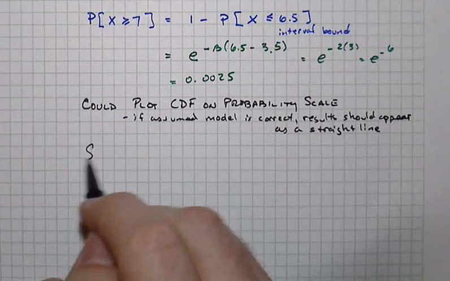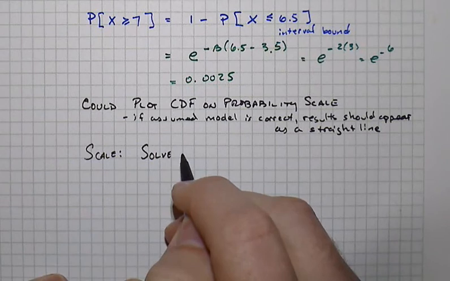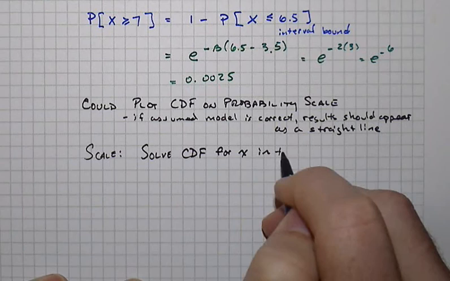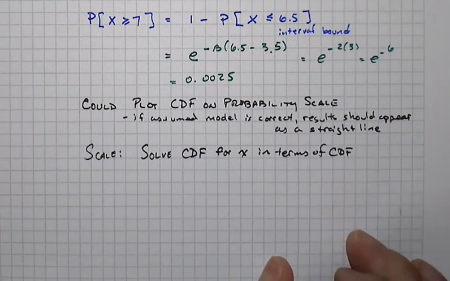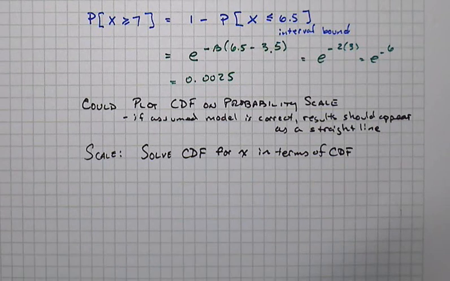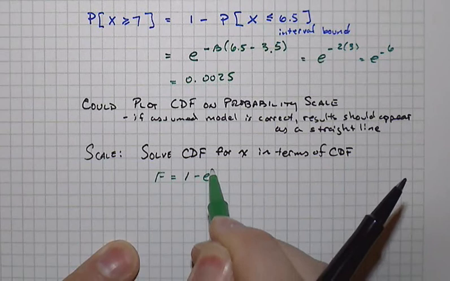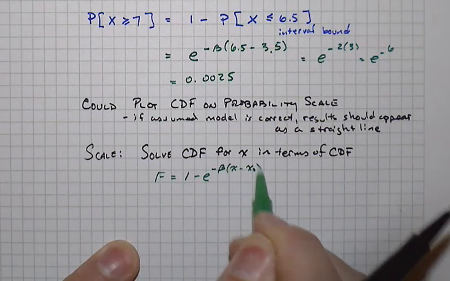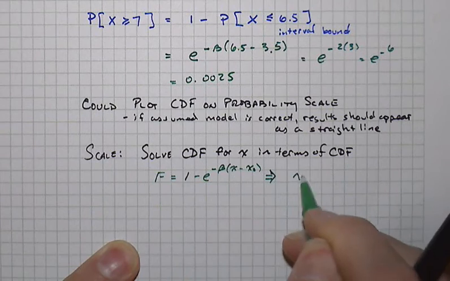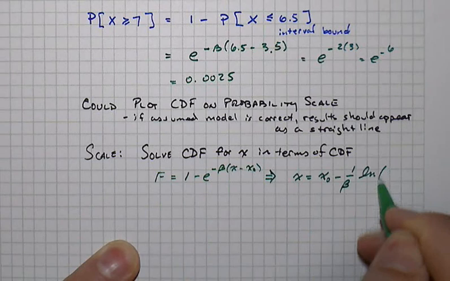And that does beg the question of how you get the scale. One way you do that is you solve the CDF for x in terms of the CDF. That's not always a tractable thing, but that's one of the great things about the exponential distribution, is that it is. So let's go back and take a look at that. Our CDF for the exponential is 1 minus e to the minus beta times (x minus x naught). Right? And we can solve for this function in terms of x, and we get x equal to x naught minus 1 over beta times the natural log of 1 minus F.